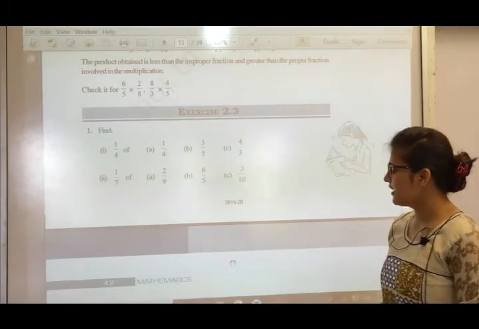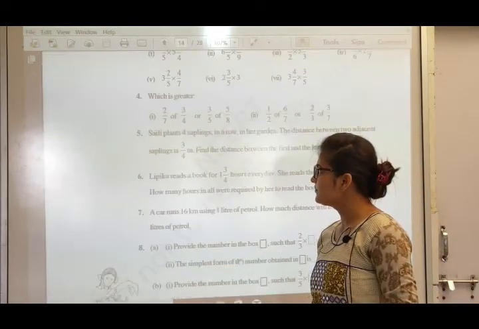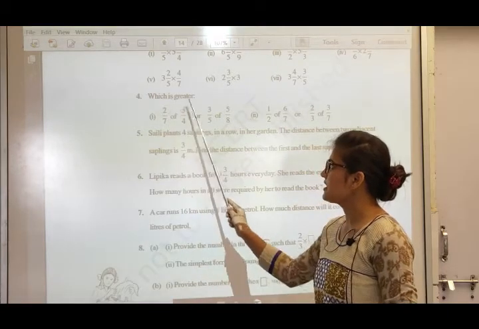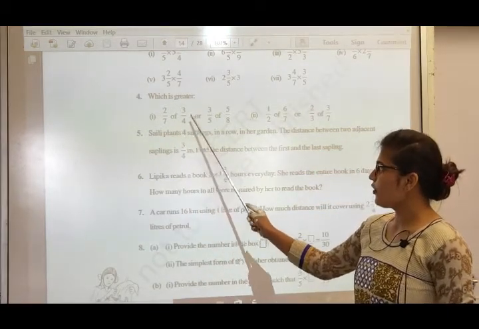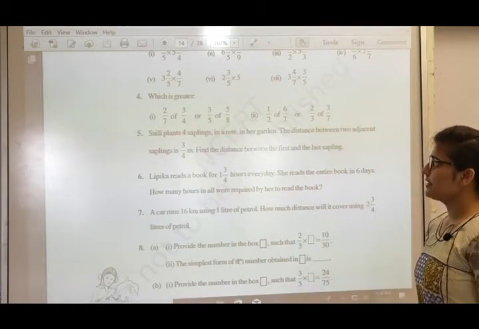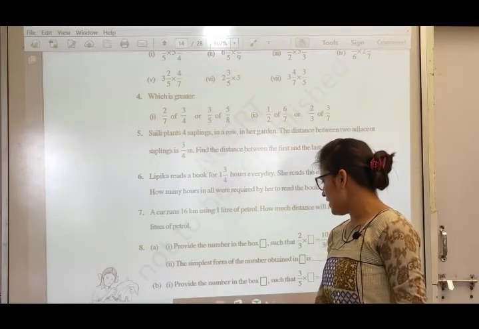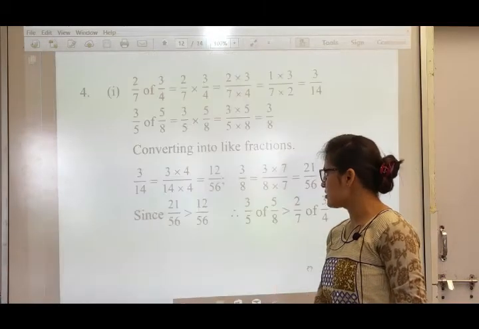Exercise 2.3. Today we are going to learn question number 4. Here you can see the question: which is greater, 2 by 7 of 3 by 4 or 3 by 5 of 5 by 8? First one I will explain to you. It is very simple. We have to find out the multiplication.